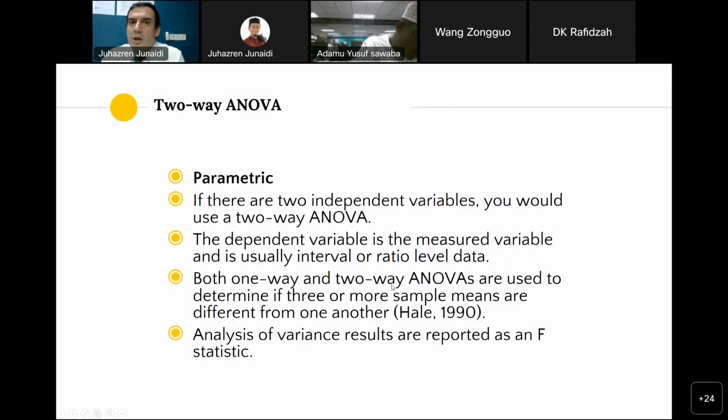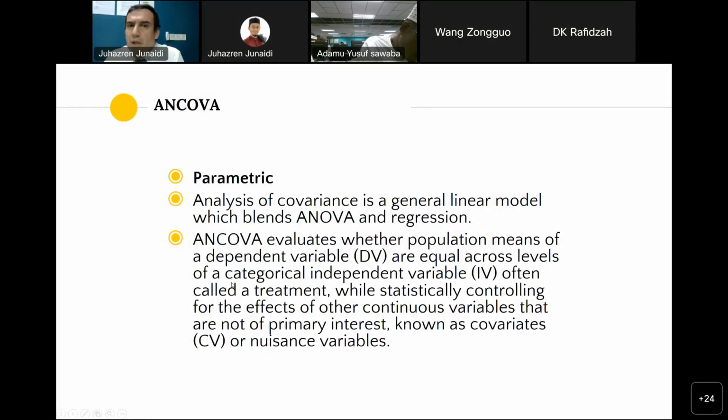Then we have the two-way ANOVA. If there are two independent variables, you would use a two-way ANOVA. Okay. We have ANCOVA in case you have a covariate.